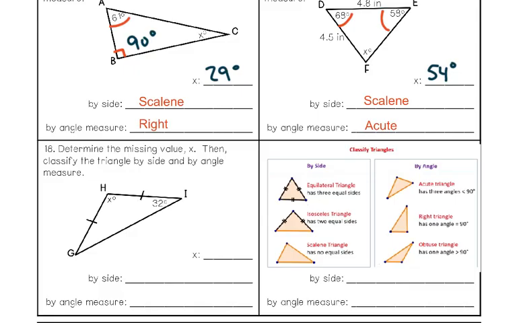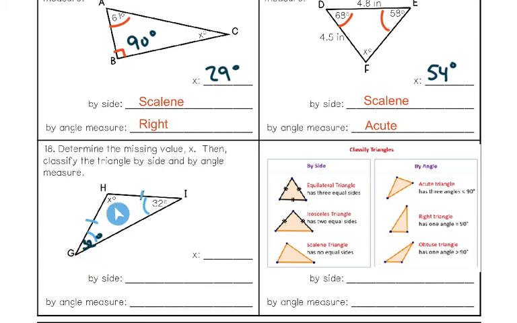Let's look at number 18. You're going to notice two things on number 18. You're going to notice these two lines. The single line represents equality. So the corresponding angles for these sides are going to be equal as well. It means that those sides are the same length and their angles are going to be the same too. So this is another 32-degree angle here.